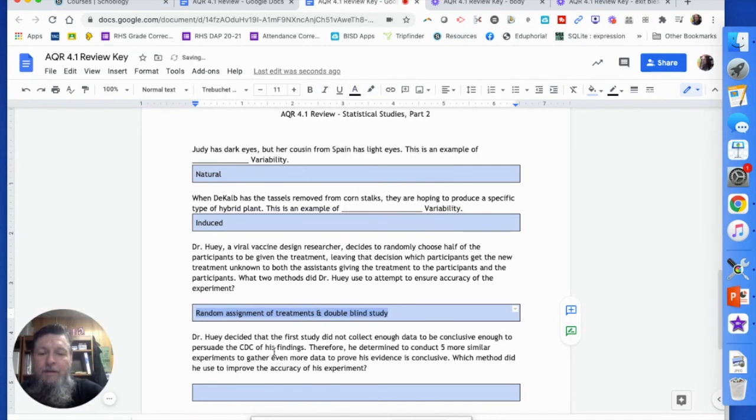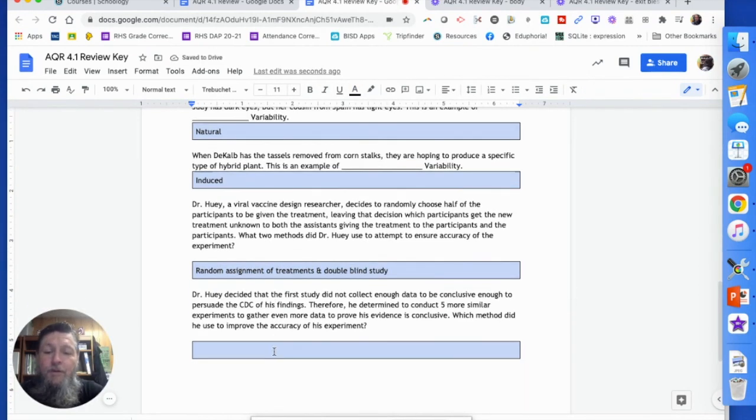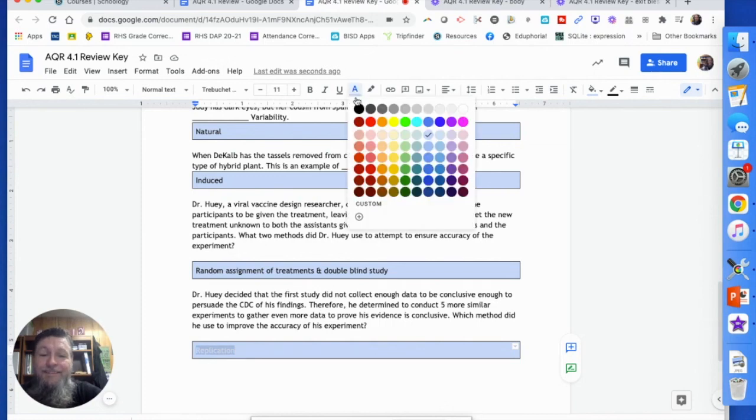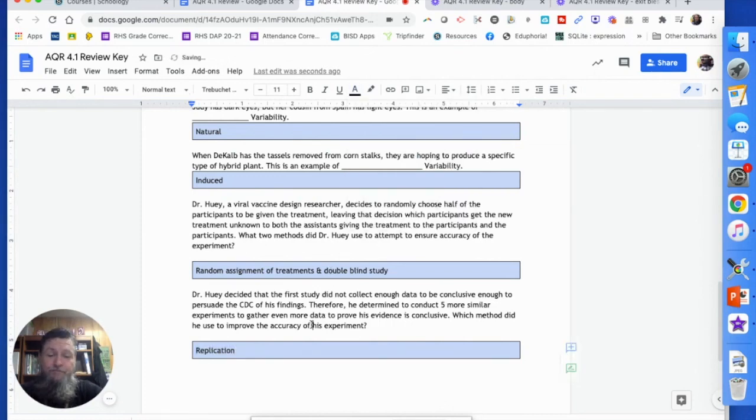So there you go. Dr. Huey decided that the first study did not collect enough data to be conclusive enough to persuade the CDC of his findings. Therefore, he determined to conduct five more similar experiments to gather even more data to prove his evidence is conclusive. Which method did he use to improve the accuracy of his experiment? This should be very simple. If you go back and look at lesson 10, it's simply an easy one. I think you can see it already highlighted. It's called replication. He just conducts the experiment several times so that he has an ample supply of data to prove his point.